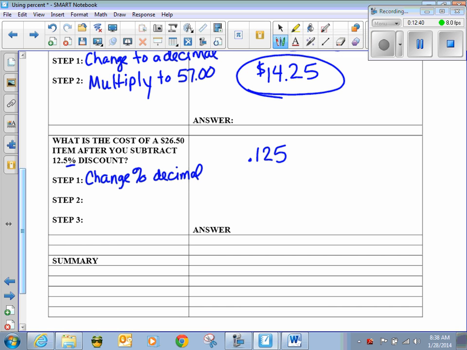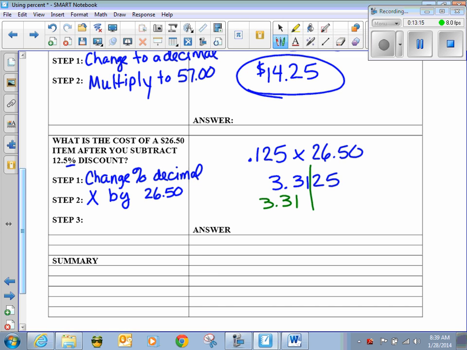Next thing we're going to do is we're going to multiply by 26.50. So 0.125 times 26.50. That's where we use our calculator. And I got 3.3125. Remember, I can only go out 2 decimal places. That 2 says that 1 stays the same, so I end up with 3.31.